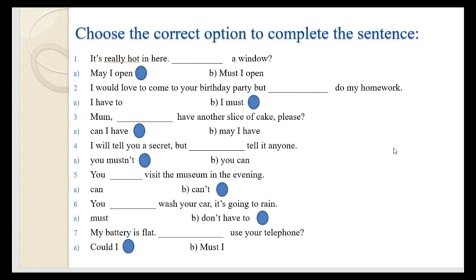6. You, A. Must, or B. Don't have to wash your car. It's going to rain. Yes, B. You don't have to wash your car. It's going to rain.